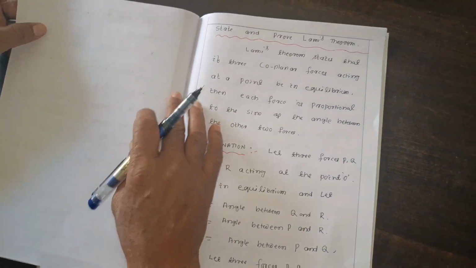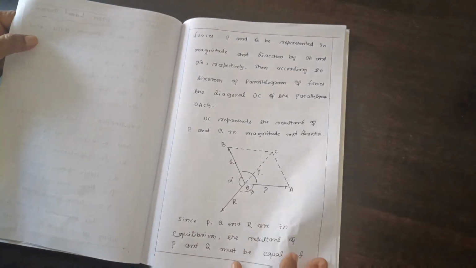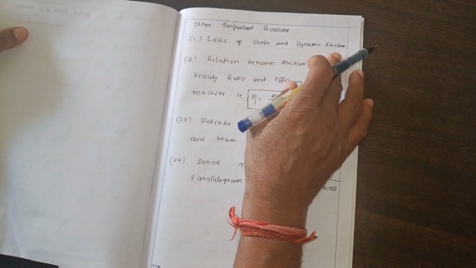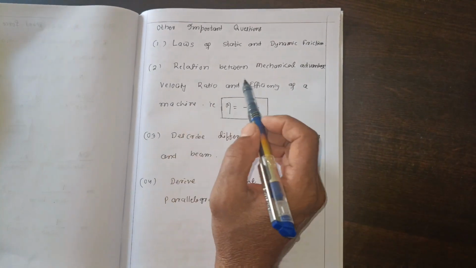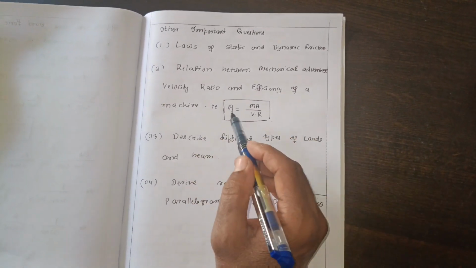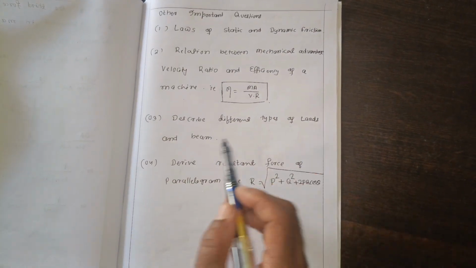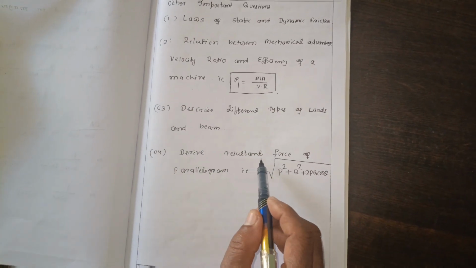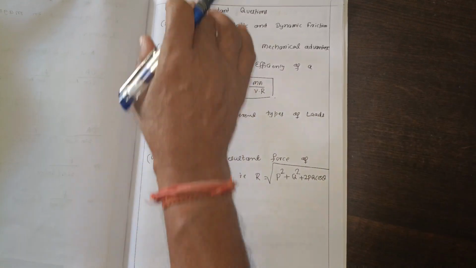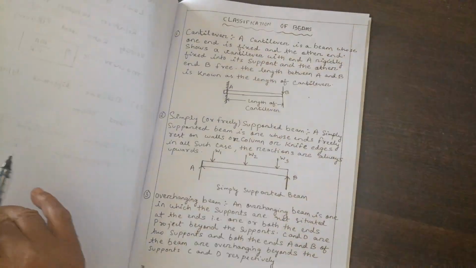39. Other important questions: state and prove Lami's theorem, see my notes carefully. Then laws of static and dynamic friction, these are very important questions. Then the relation between mechanical advantage, velocity ratio and efficiency of a machine, that is efficiency is equal to MA by VR. Then another question: describe different types of loads and beams, and derive the resultant force of a parallelogram, that is R is equal to square root of P square plus Q square plus 2PQ cos theta.